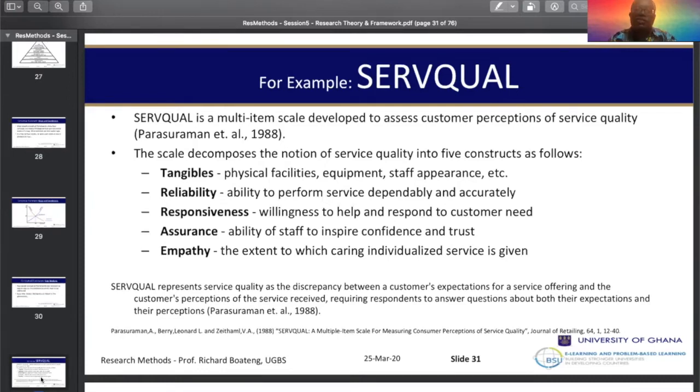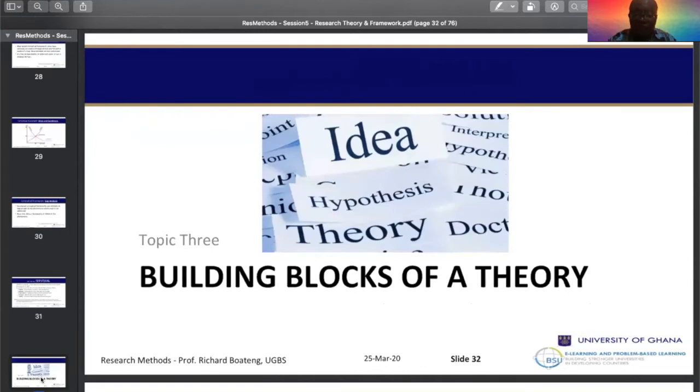And it also talks about different constructs: tangibility of the service quality, the reliability of the service, responsiveness of the service, assurance of the service, and empathy of the service. These are different dimensions on which you can also measure the customer's perceptions. Okay. So, building blocks of a theory.